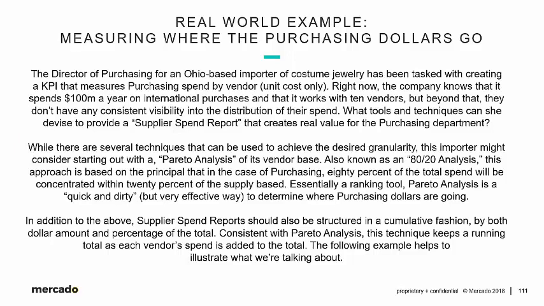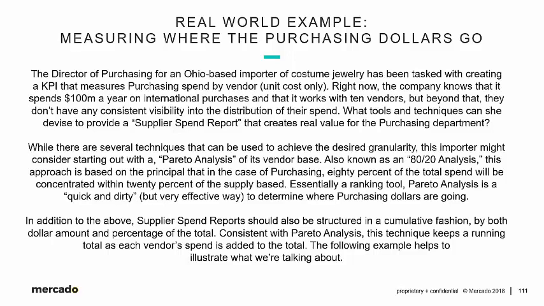This should be familiar. We've talked about Pareto analysis before. Also known as an 80-20 analysis, this approach is based on the principle that in the case of purchasing, 80% of the total spend will be concentrated with 20% of the supplier base. It never works out exactly 80-20. But a Pareto analysis helps us to isolate where the big dollars are going to, because it's not likely that we're spending $10 million each on 10 vendors to get to $100 million a year. In fact, as we continue to study this example, we'll see that that's not the case at all.